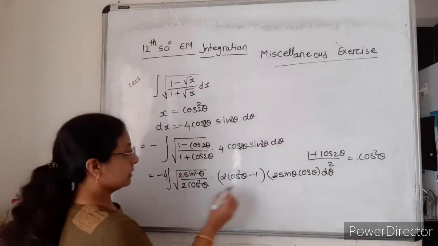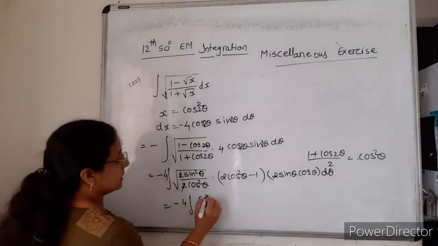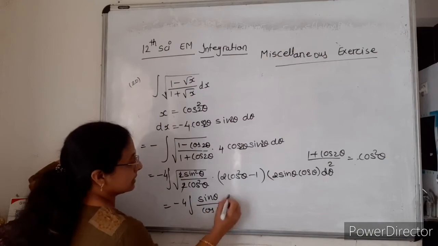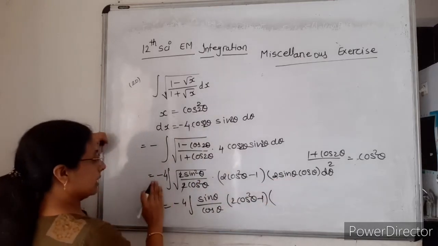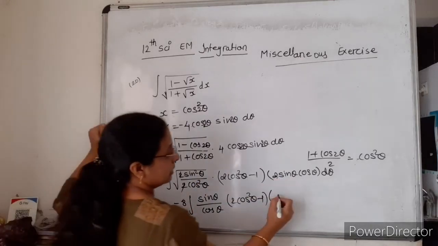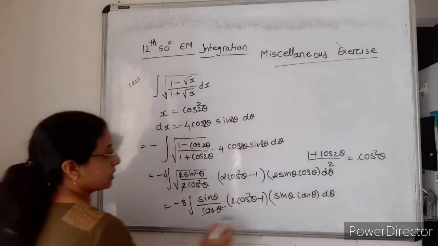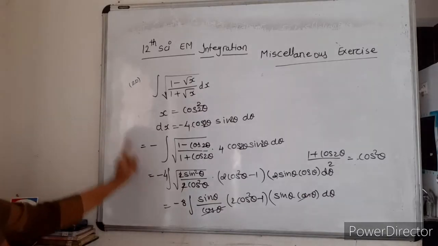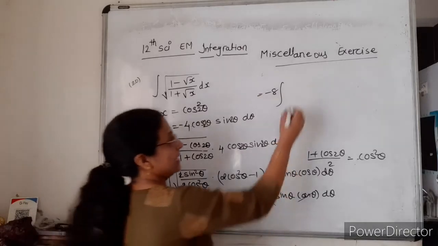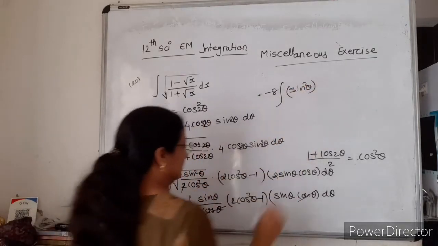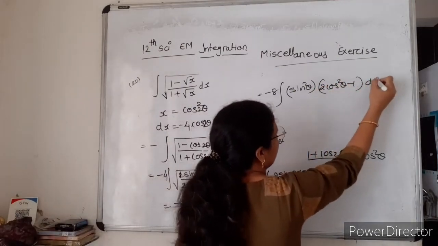So what is it? Here 2 cancels, sin theta by cos theta. This is sin theta by cos theta, 2 cos square theta minus 1. This 2 comes here. It is 8 sin theta cos theta d theta. This cos theta will cancel. Here it is sin theta into sin theta is sin square theta, 2 cos square theta minus 1 d theta.